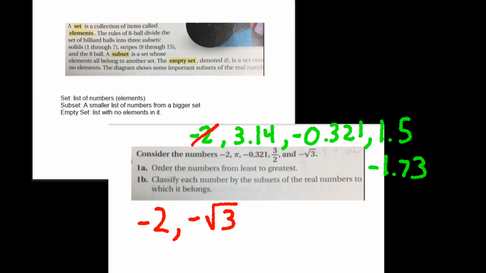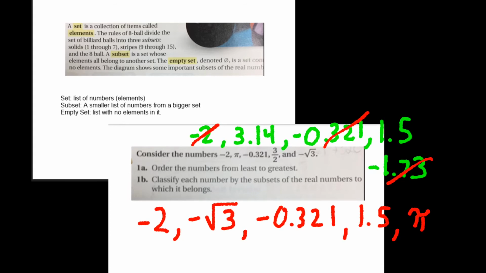So we'll say that our next number is -√3. When you're creating your list, please don't use the decimal equivalents. Use the actual number you were given. Okay, next smallest is -0.321. Then we've got 1.5. And lastly is 3.14, which we know is pi. And there is our order from least to greatest.